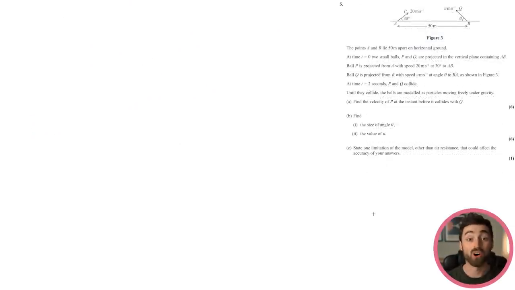Cool. We are now on the last question of the mechanics, and it looks like we have some projectiles. So we have the points A and B, which lie 50 meters apart on horizontal ground. At t equals 0, two small balls, P and Q, are projected in the vertical plane containing AB. P is projected from A with a speed of 20 meters a second at 30 degrees to AB. Q is projected from B with speed of U meters a second at angle theta to BA, as shown in figure 3. At time t equals 2 seconds, P and Q collide. Until they collide, the balls are modeled as particles moving freely under gravity. Find the velocity of P at the instant before it collides with Q.